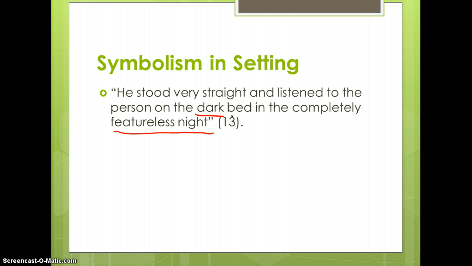Instead, it's symbolic of their relationship. The relationship is dark. They don't know much about one another. They can't see into each other at all. But also, this relationship is, just like the night, featureless. There's just nothing special about it. So in this particular instance, it's the very first time we see Montag with his wife. Right away, symbolically, we're being told that this relationship is not a good one.